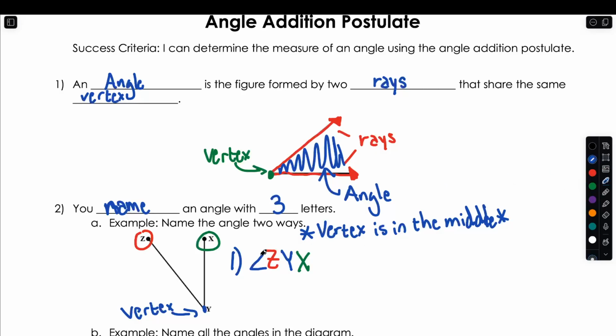And we're going to name it a second way. So step number 2. All you have to do to name it the second way is just reverse the order of the letters. So X was last, we're going to put X first this time. Notice Y is still going to be in the middle here. And our third letter is going to be Z. Both are totally acceptable ways to name our angle.